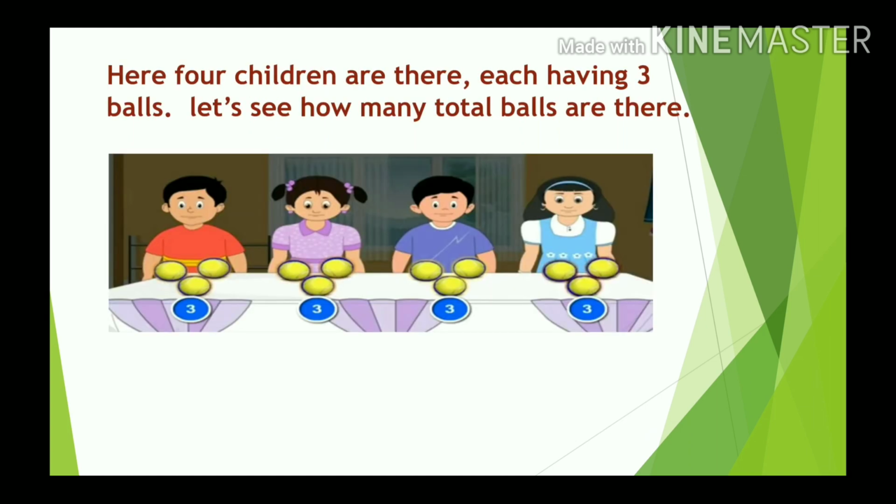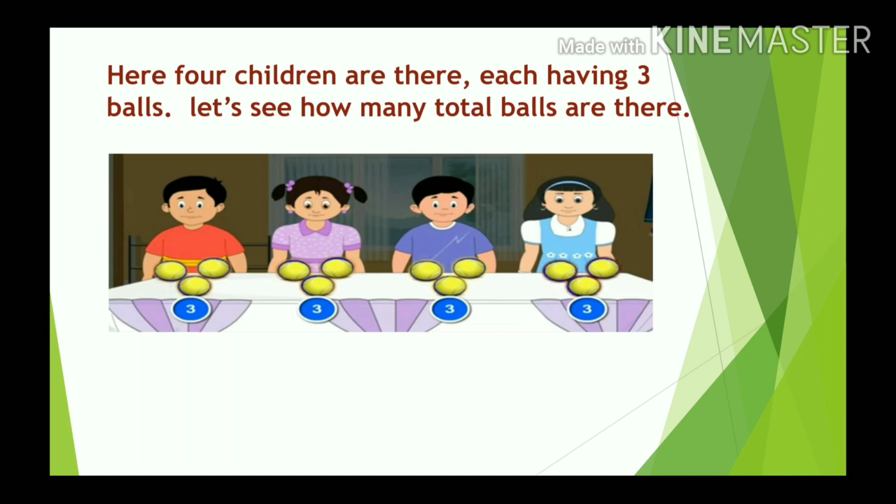Now here, let's see. Here 4 children are there, each having 3 balls with them. Let's see how many total balls are there. So assume the first one is Rohan. Rohan has 3 balls. Then Preeti. Preeti has 3 balls. And Sham. Sham has 3 balls. And Riya. Riya again has 3 balls.